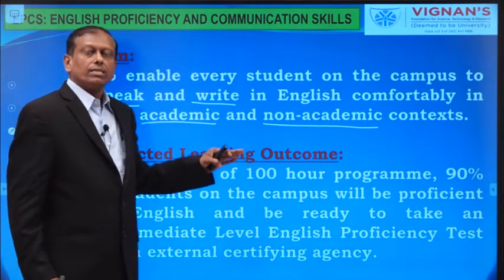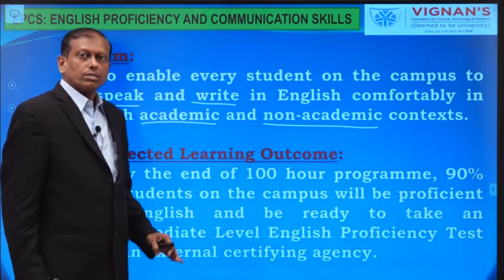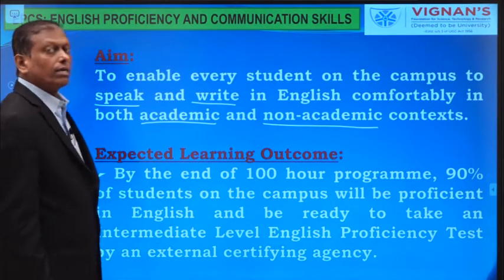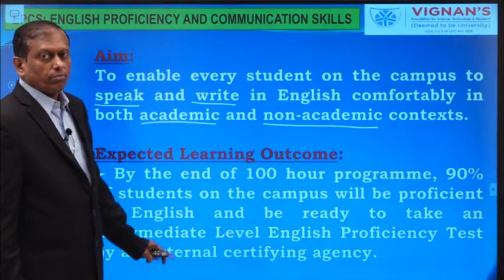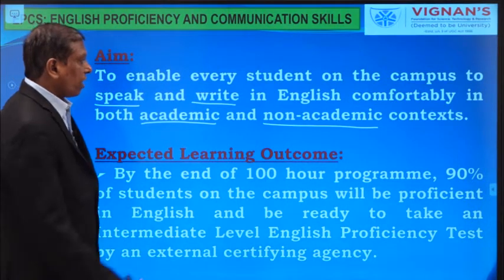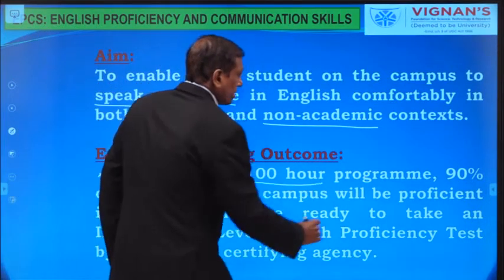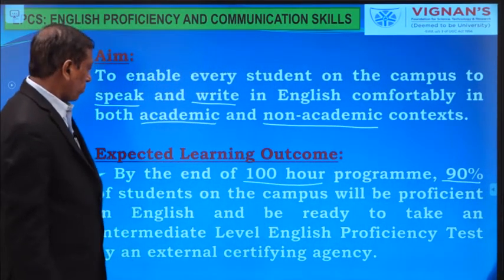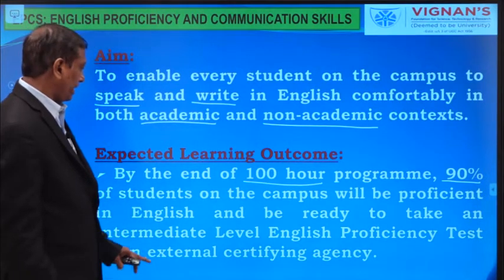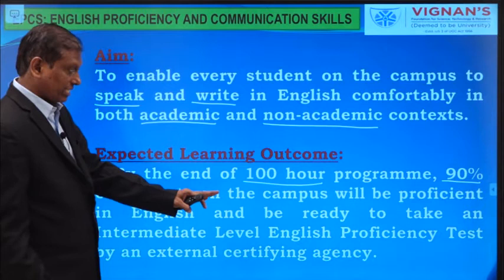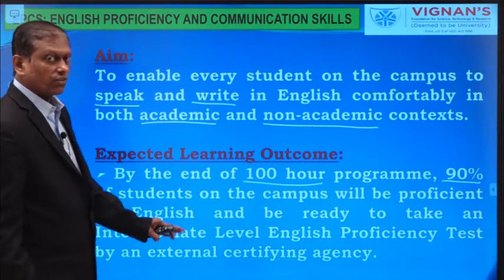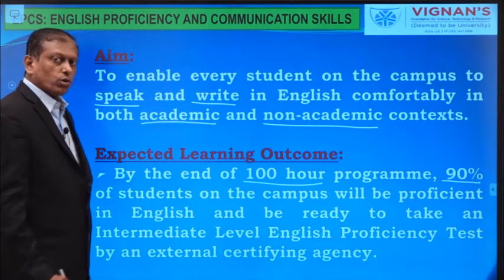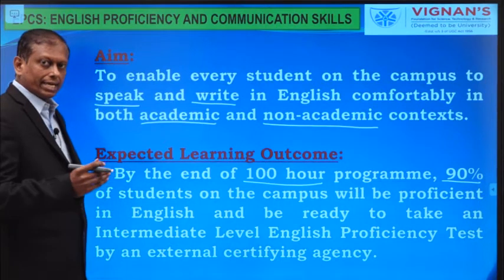What is that we are expecting from the students by the end of this course? And look at this expected learning outcome from EPCS. By the end of 100-hour program, 90% of the students on the campus will be proficient in English and be ready to take an intermediate level English proficiency test by an external certifying agency. Now, some terms that you try to focus now, I'll explain them in detail further.